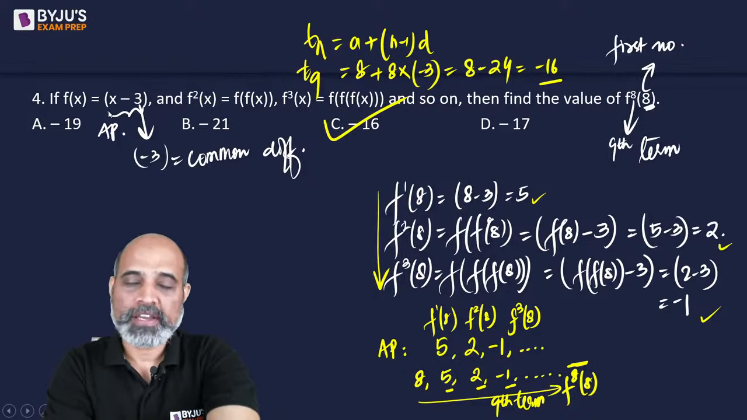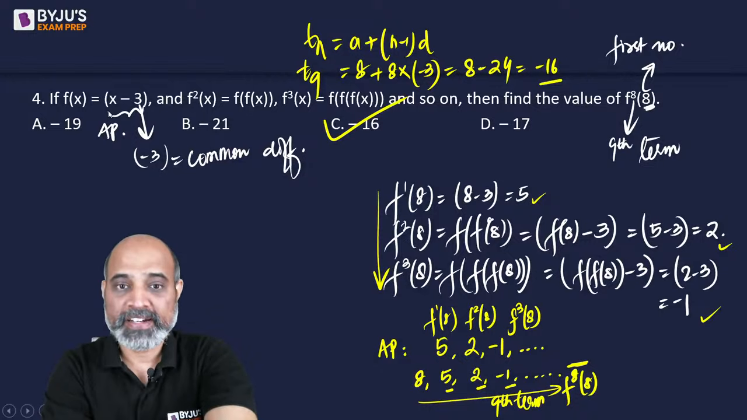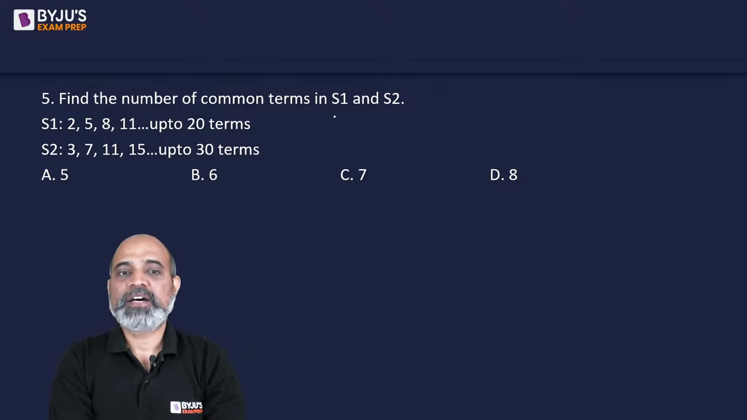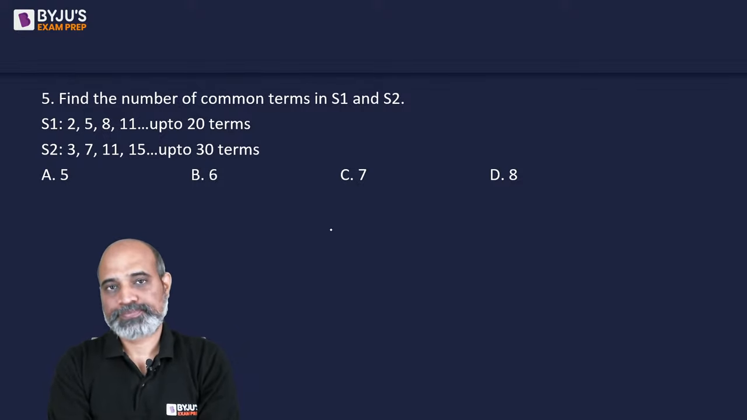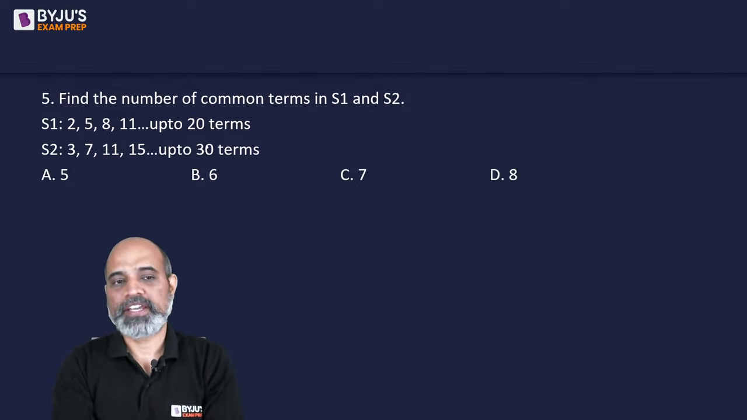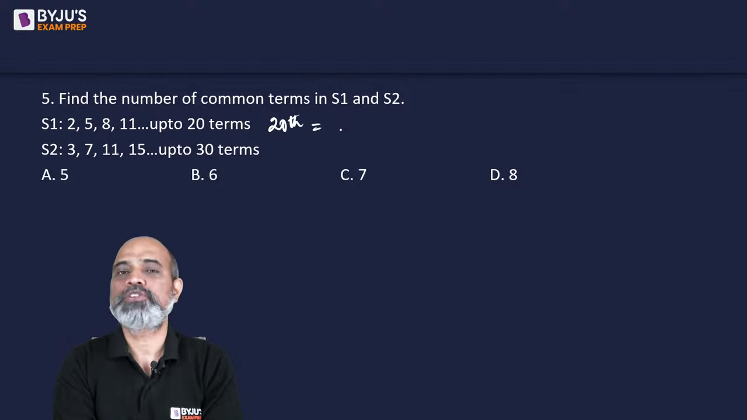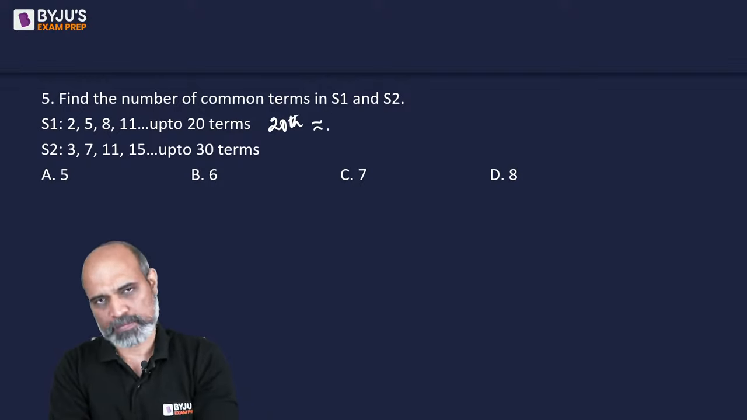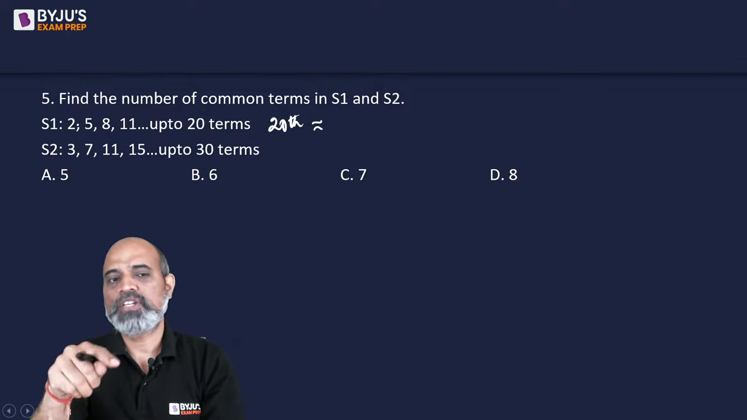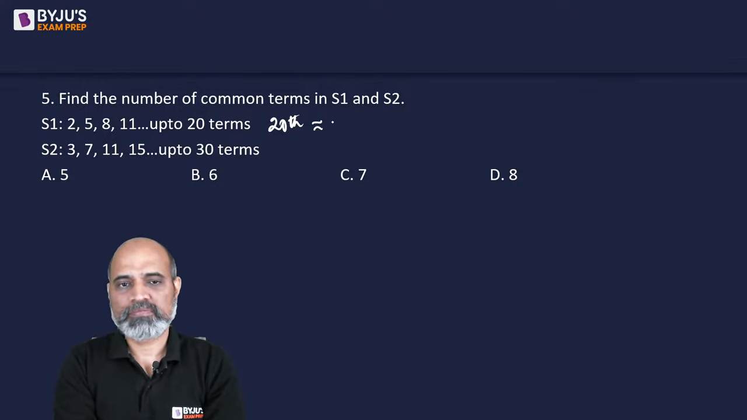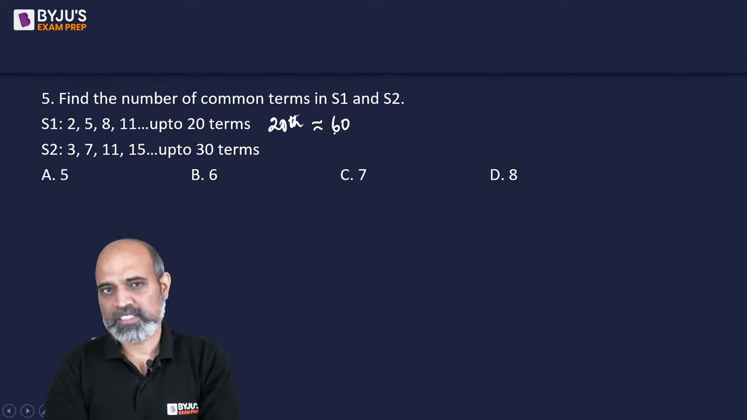This is true for not only CAT but other management entrance tests as well. Okay, the next one. Find the number of common terms in S1 and S2. The first series starts with 2, there is a jump of 3, 3, 3, and it goes up to 20 terms. The 20th term here I will not calculate precisely, it will be approximately around 60.